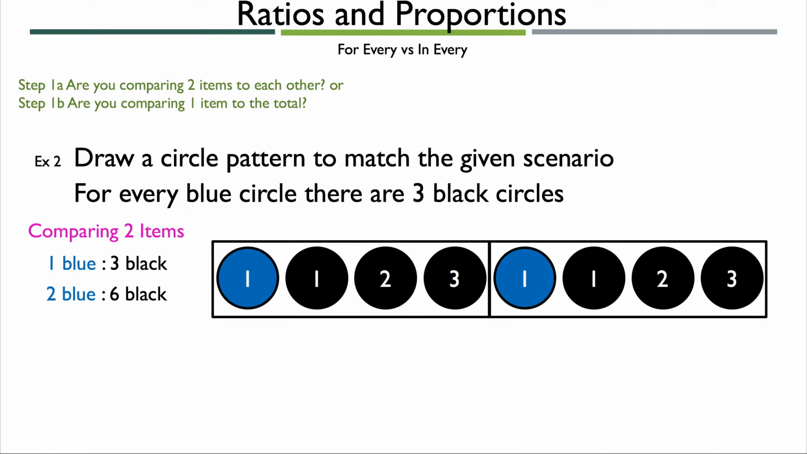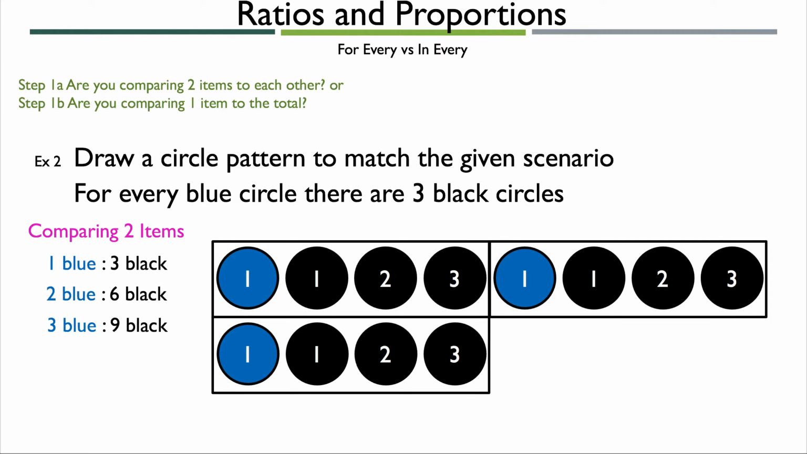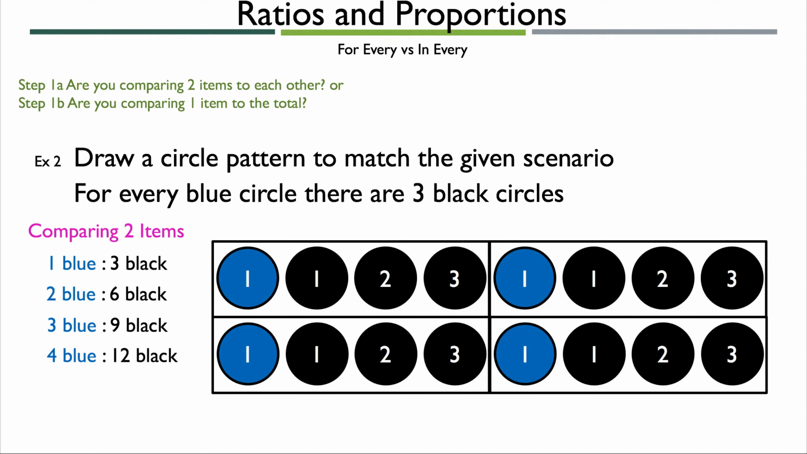Okay, so what happens if you want to do one more group? That's okay. You still have the same scenario. You're still comparing the same amount of one blue circle and having three black circles right next to it. We're going to do one more just for the fun of it. So we have 4 blue and 12 black.